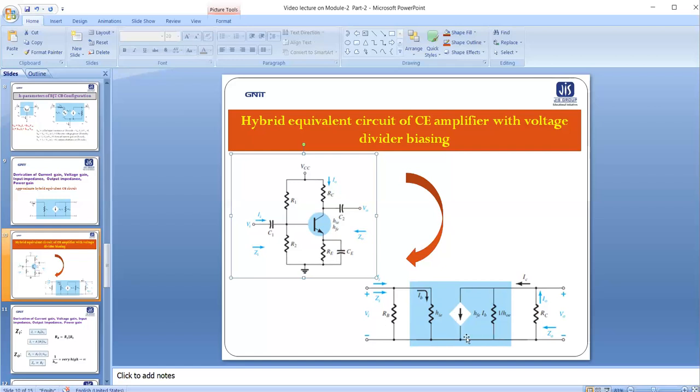Next, this is the current source HFE into IB, and this is the output admittance HOE. But after this, during the AC analysis, the capacitor is acting, meaning it is shorted, so any resistance which is parallel to the shorted wire will become zero. That means the emitter is directly connected to ground. That's why at the emitter we are not seeing any resistance.